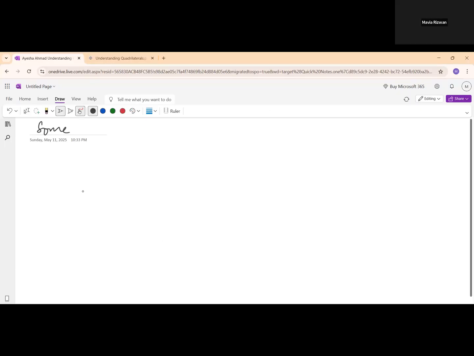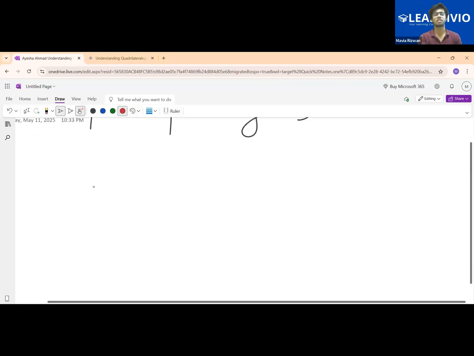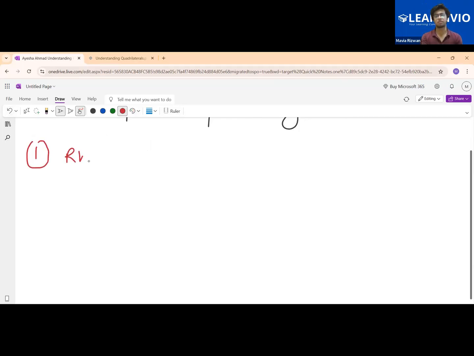So that's it. Now we are going to start with another topic, that is some special parallelograms. We have discussed parallelograms. Now we are going to look at some quadrilaterals that are parallelograms but in a special way. The first one which we are discussing is the rhombus, and they are easier.